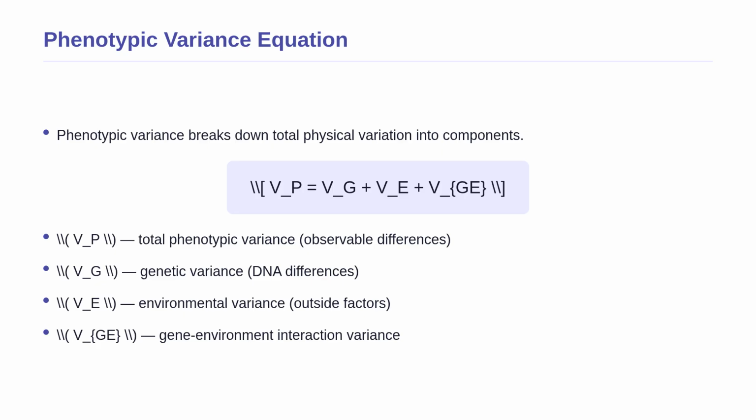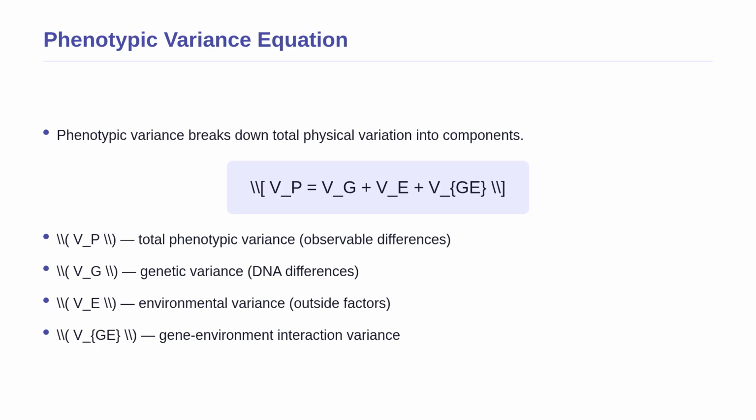VP represents the total phenotypic variance, which is the observable physical differences among individuals. VG represents the genetic variance caused by actual differences in their DNA. VE represents the environmental variance caused by outside factors like diet or chemicals. Finally, VGE represents the variance from gene-environment interactions.